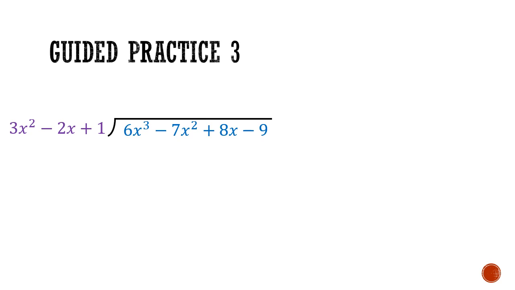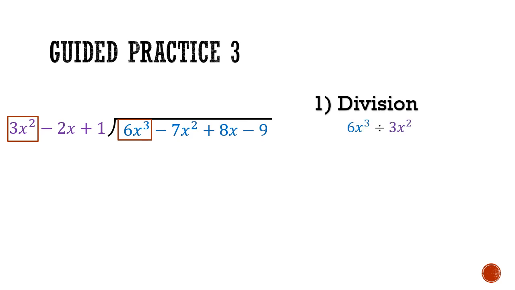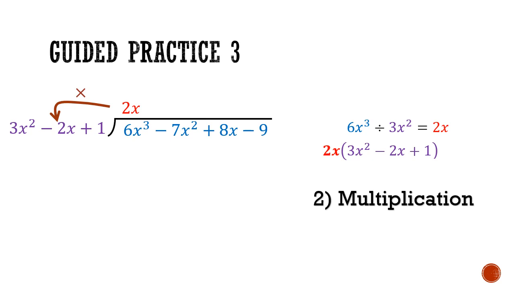Now let's look at guided practice 3 for quadratic divisors, which is going to be more common for partial fractions later. So the long division method is exactly the same. We're going to cycle between the 3 steps of division, multiplication, and subtraction. So step 1, divide the leading coefficients. 6x³ divided by 3x² gives us 2x. Next, we multiply 2x with the divisor. So 2x multiplied by 3x² - 2x + 1 gives us 6x³ - 4x² + 2x.